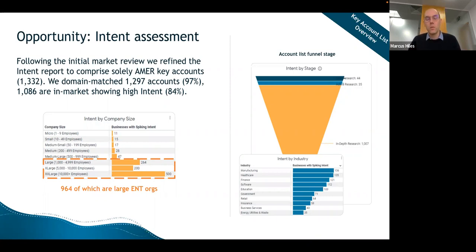Just for context, we don't normally see anywhere near that level of in-depth research from the account list. And one of the reasons is cybersecurity is an incredibly hot and topical agenda. We've obviously got the war in Ukraine happening at the moment, which is kind of bringing that front of mind for a lot of companies as well.